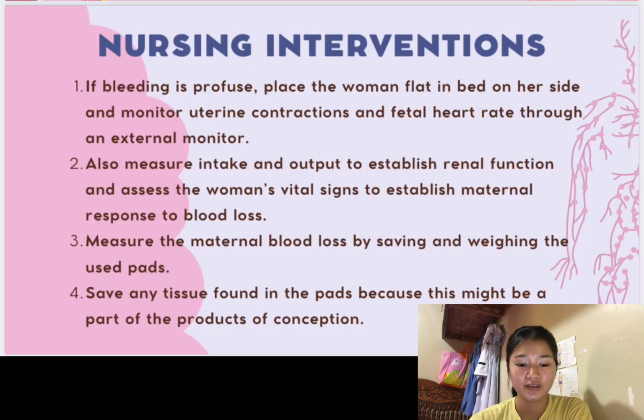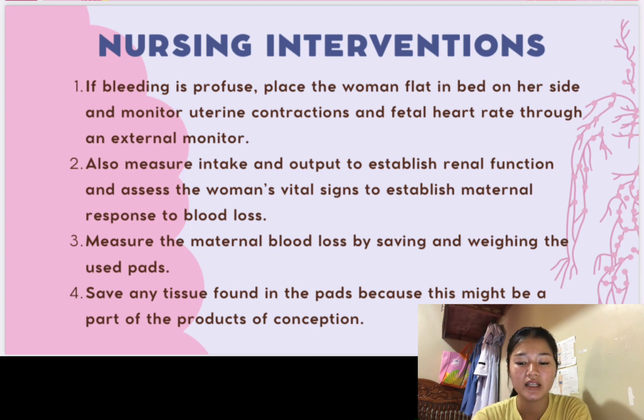Next, for the nursing interventions, if the bleeding is profuse, place the woman flat in bed on her side and monitor uterine contractions and fetal heart rate through external monitoring. So this usually happens in threatened abortion, or these are usually performed in threatened abortion. We should monitor the FHT and the fetal activity of the baby inside.